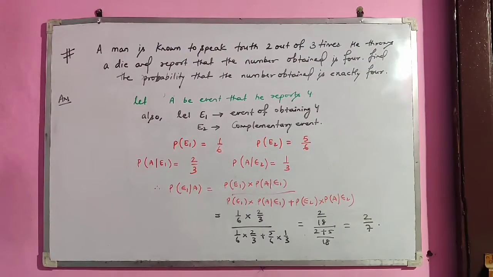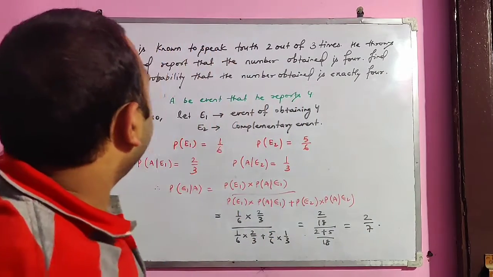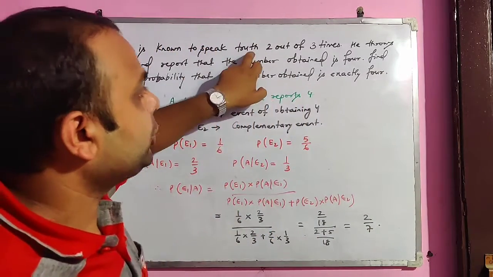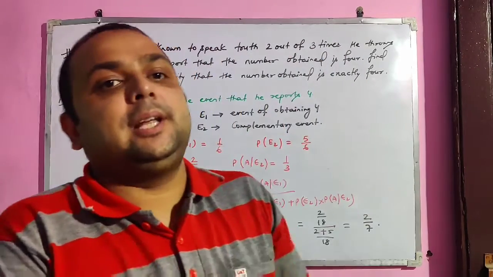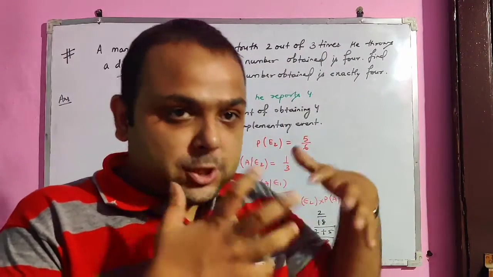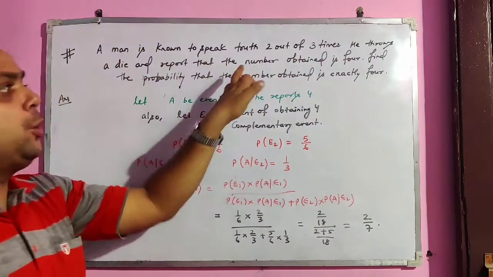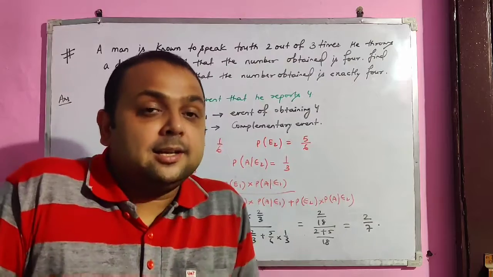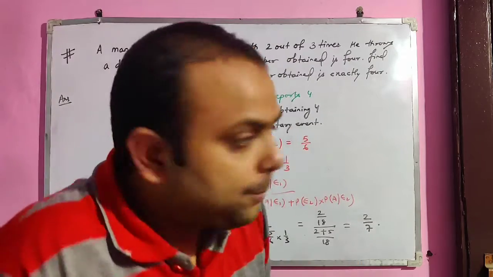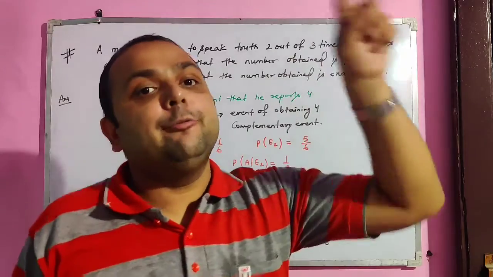Now we are going to see one more question related to Bayes theorem. The question is: a man is known to speak truth 2 out of 3 times. That is, out of 3 sentences, he speaks 2 as true and 1 as false. He throws a die and reports that the number obtained is 4. Find the probability that the number obtained is exactly 4.